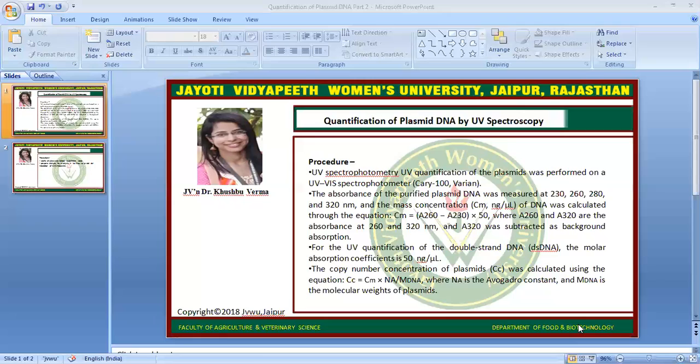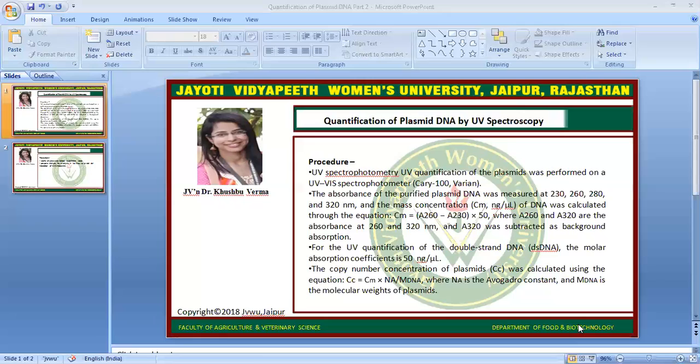But first of all, we have to put our plasmid DNA solution in the cuvettes, and we have to measure the absorbance at the given wavelengths, which are 260, 230 and 320 nanometer. After taking absorbance at these three wavelengths, we will go for the calculation of Cm. After the completion of the calculation of Cm, we will go for Cc. From the Cc we can get the copy number of plasmid DNA.